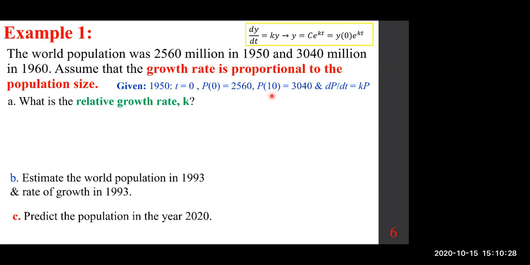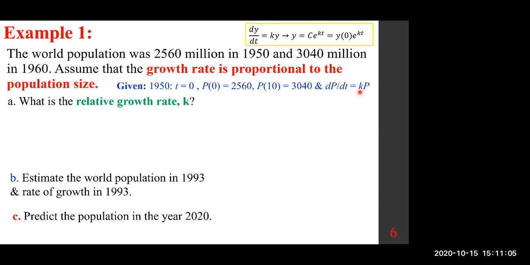When a question like this is given, the assumption is the beginning is whatever they have given us. In this case, the beginning is assumed to be 1950. So t equals 0, P of 0 is 2560. And then P of 10, why 10? Because 1960 minus 1950 gives us 10, is 3040. And the growth rate is proportional to the population size. I want you to pay attention to the piece in red. That really means dy/dt is ky. Now, if we are using P, we're going to say dP/dt equals kP.